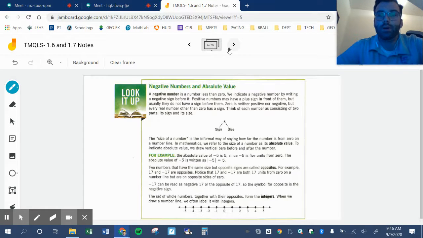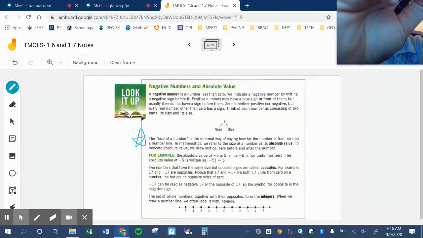Okay, but let's talk about this. The size of a number, right here, is the informal way of saying how far a number is from zero on a number line. In mathematics, we refer to the size of a number as its absolute value. That is something you've seen before.